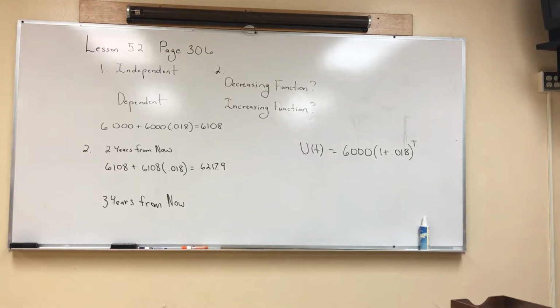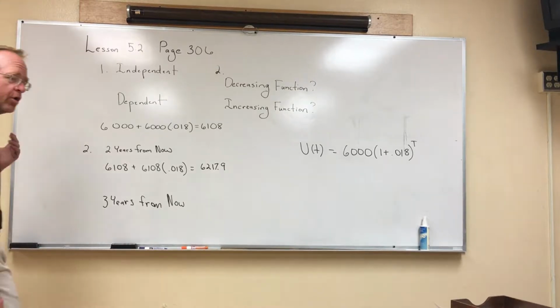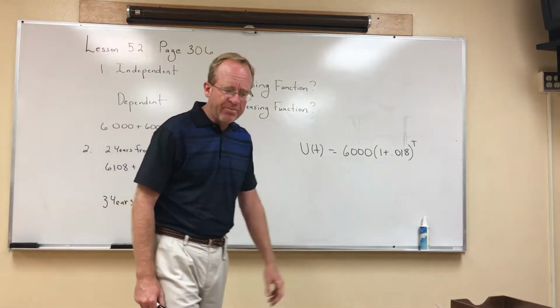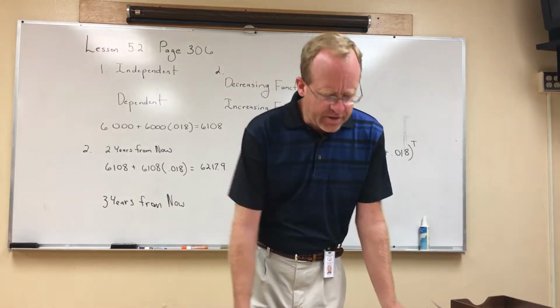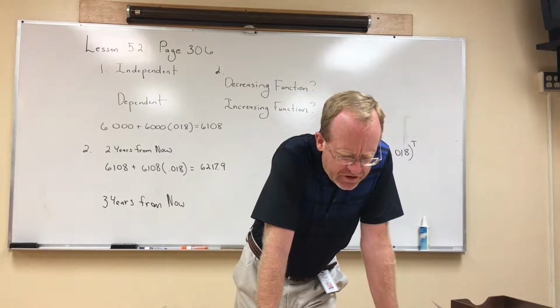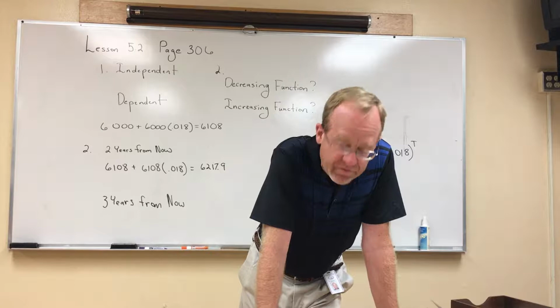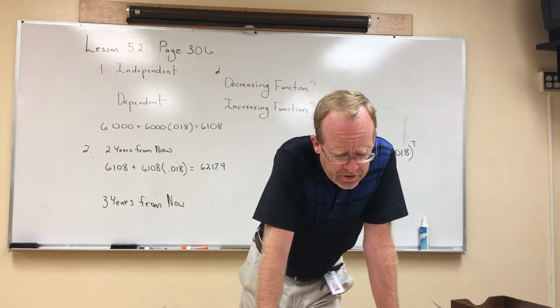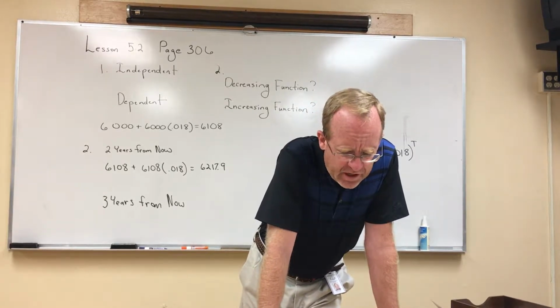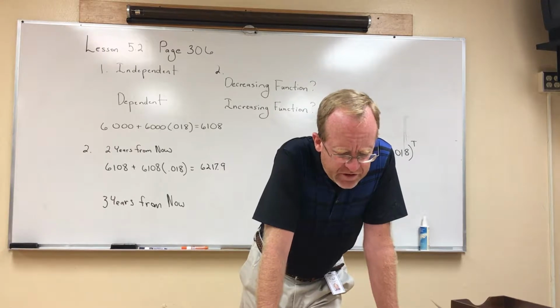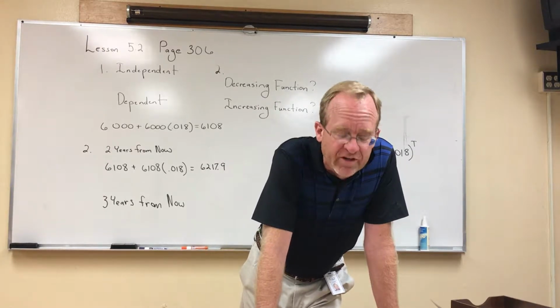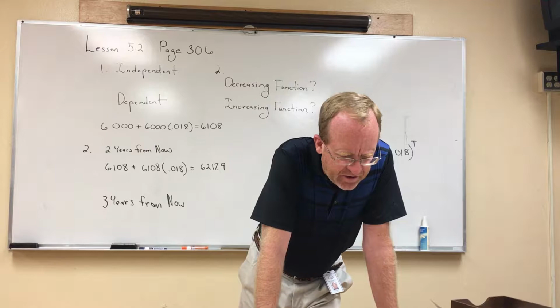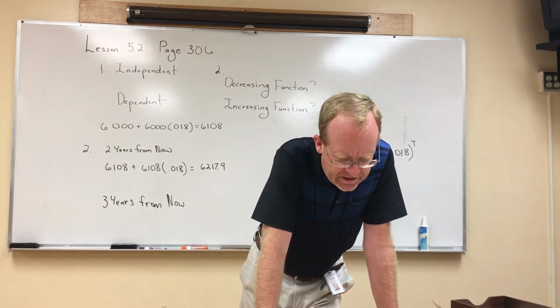All right, so we're on lesson 5.2, page 306, and we have a word problem. We have a scenario, and the scenario runs like this. At this moment, the population of downtown is 20,000. The population of uptown is 6,000. But over the years, people have been moving away from downtown at a rate of 1.5% every year. Urban flight. At the same time, uptown's population has been growing at a rate of 1.8% each year.